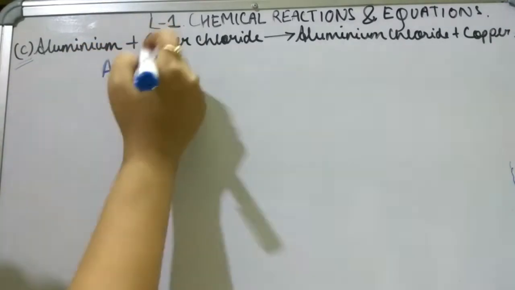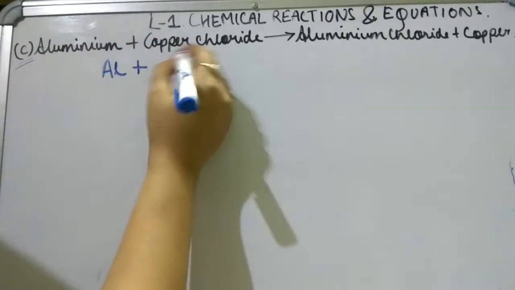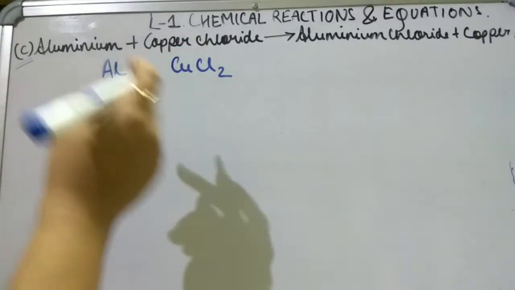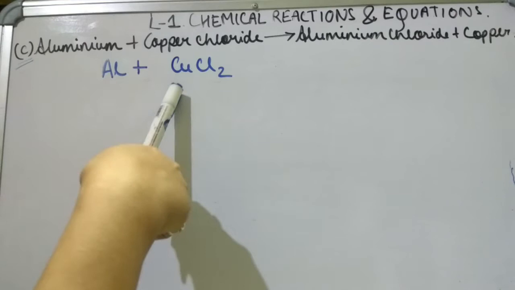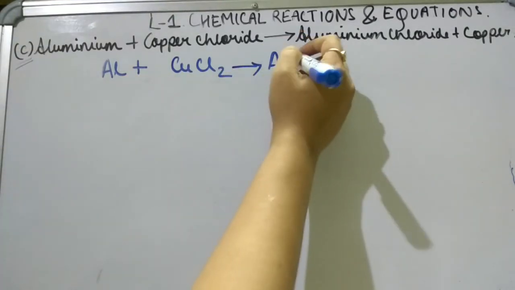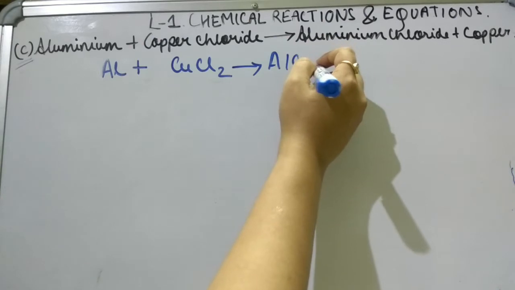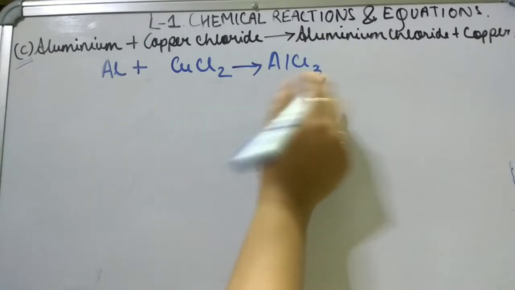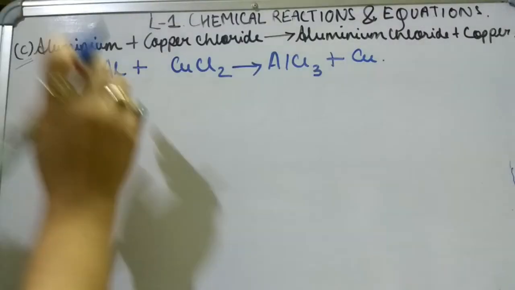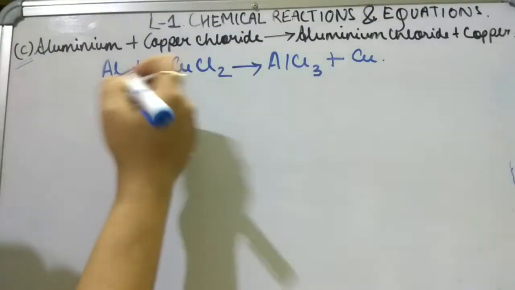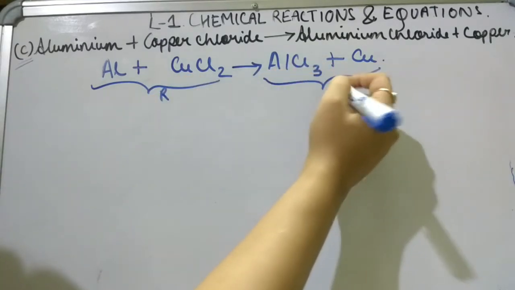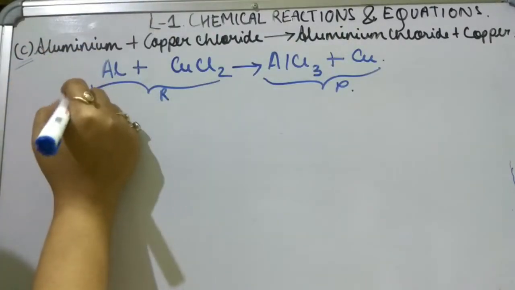We will write it in symbols, that is Al plus copper chloride, CuCl2. The formula of copper chloride is CuCl2. And aluminium chloride AlCl3 plus copper Cu. So this is the reactant and this is the product. We will follow the same steps as earlier.